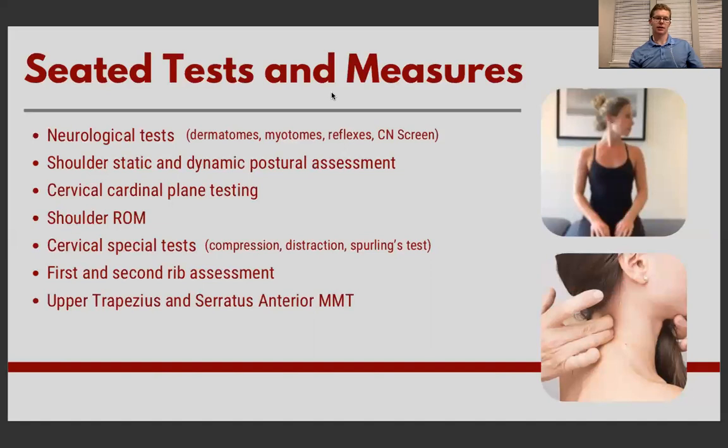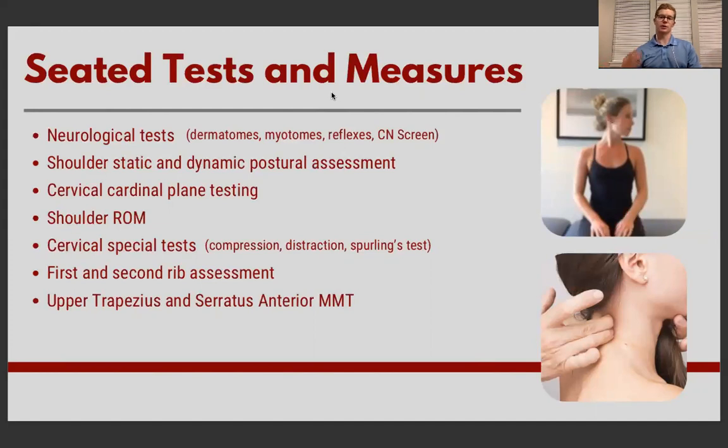The sitting special tests would be our compression, distraction, and Sperling test. Those are very quick and easy tests to perform. Also, first and second rib assessment. So we're checking that for joint mobility. That's going to be graded as normal mobility, hypo or hypermobile. And oftentimes the first and second rib might be stiff or painful with that palpatory assessment. So be aware of that.